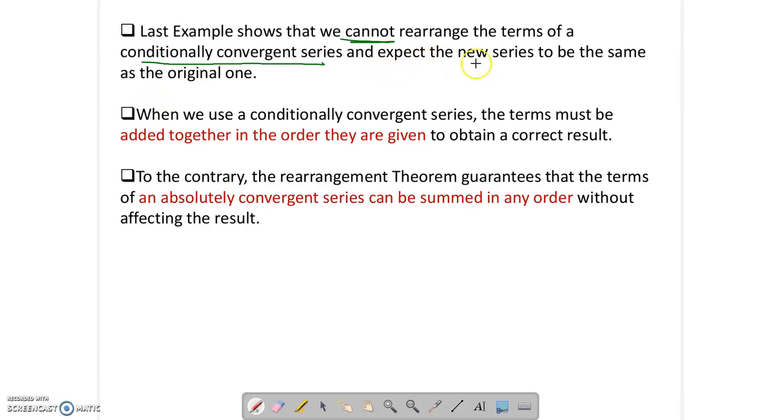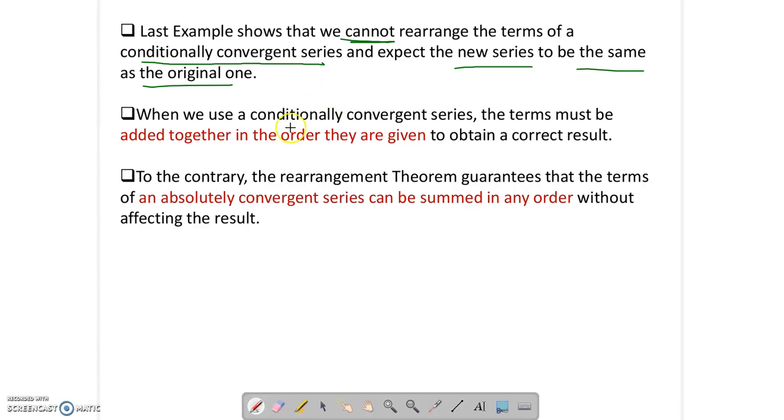And we cannot expect the rearranged series to be the same as the original series. If the series is conditionally convergent and you are rearranging the terms of the series, you will have a new series which will be altogether different. It won't be the same series as the original one, right?